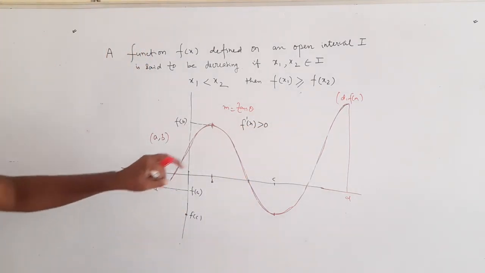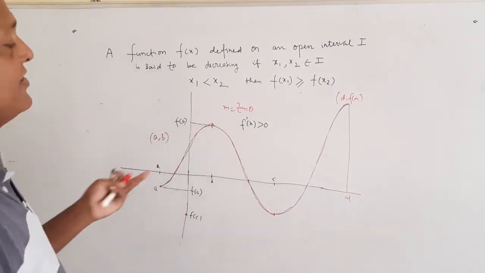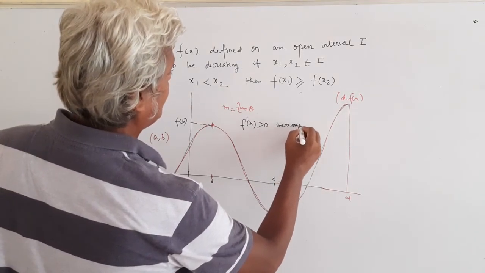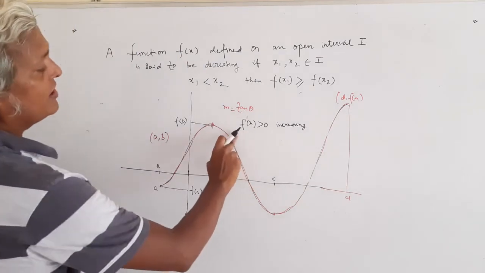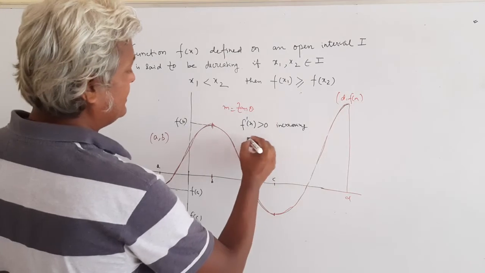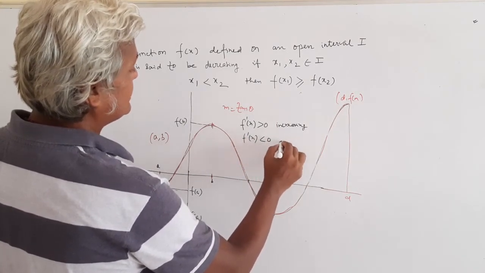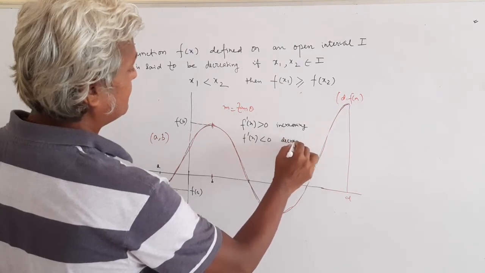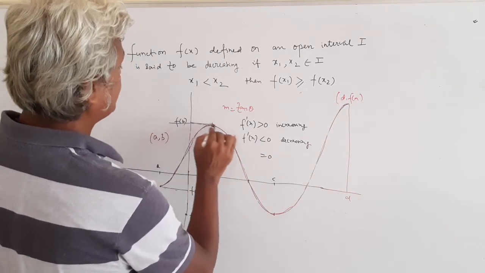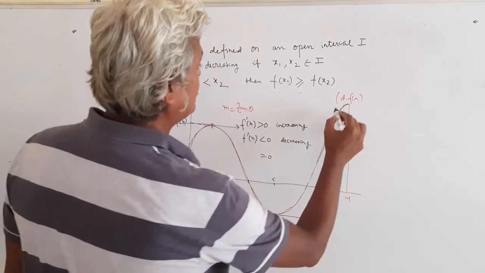then the function in that range is called an increasing function. So this is for increasing. It means if the slope or the derivative is positive, it is an increasing function in that domain, and if f'(x) is less than 0, it is decreasing. And what if it is equal to 0, at this point? What about this, where f'(x) is 0?